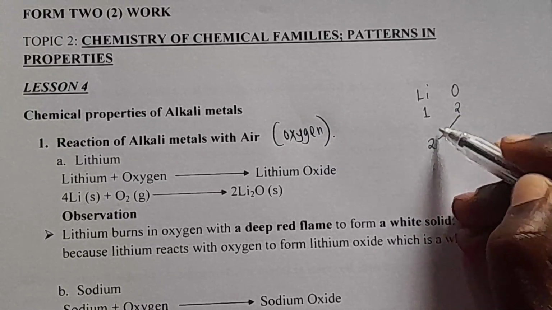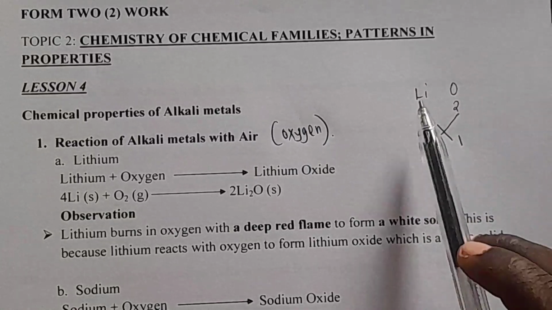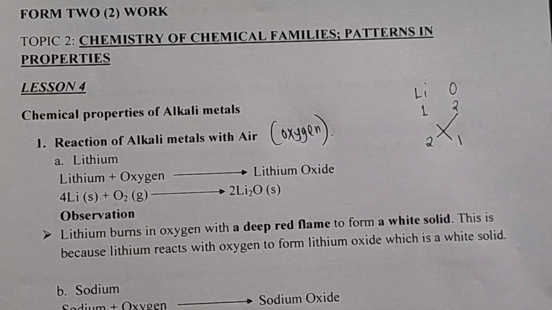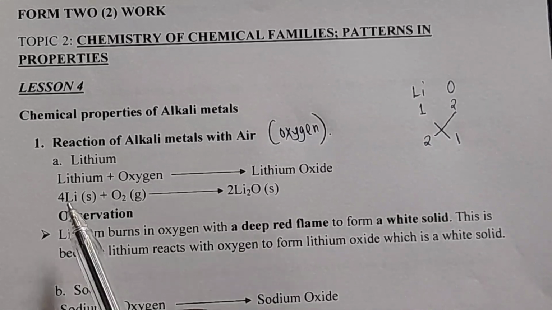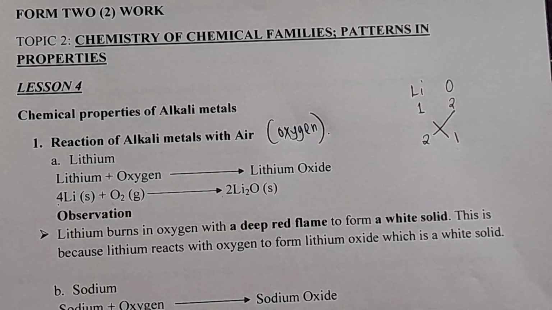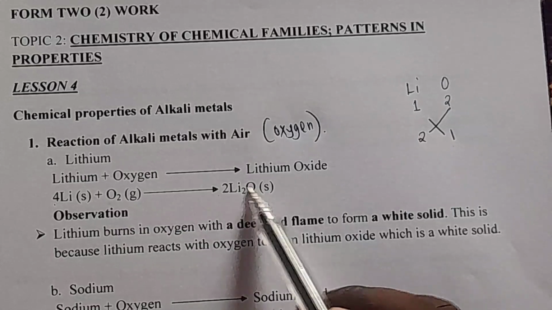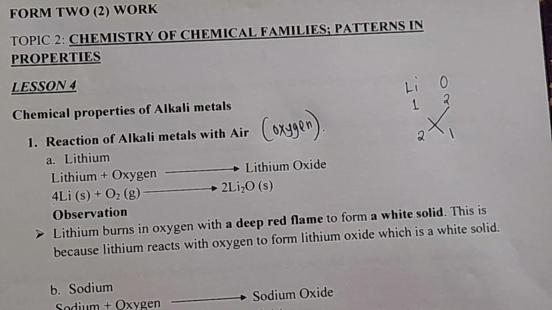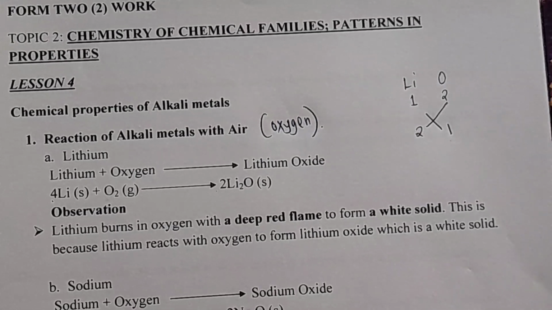So if we interchange, we are going to get 2 on the side of lithium, 1 on the side of oxygen. So we are going to get Li2O, because we don't write 1. The state is solid. So we have to balance it by putting 4 on the side of lithium and 2 on the side of lithium oxide. So we have 4 lithium, 4 lithium, 2 oxygen, then 2 oxygen here. So that's the chemical equation for the reaction between lithium and oxygen.